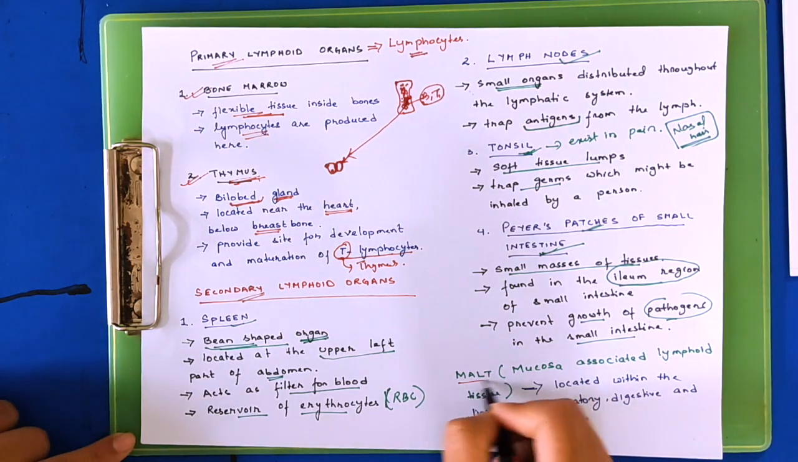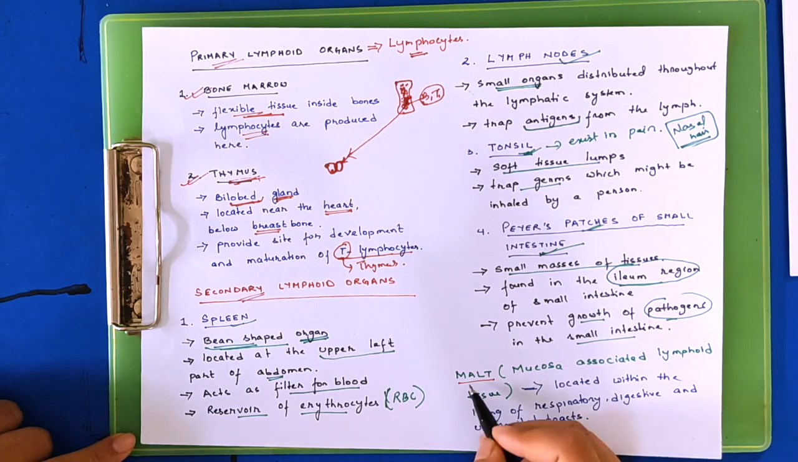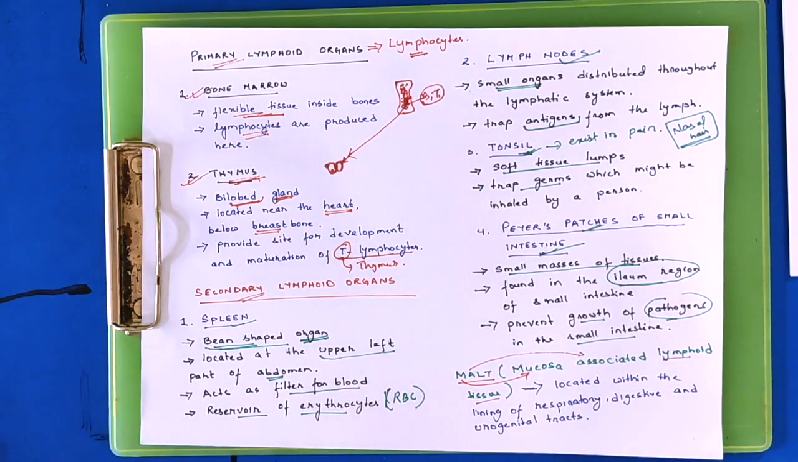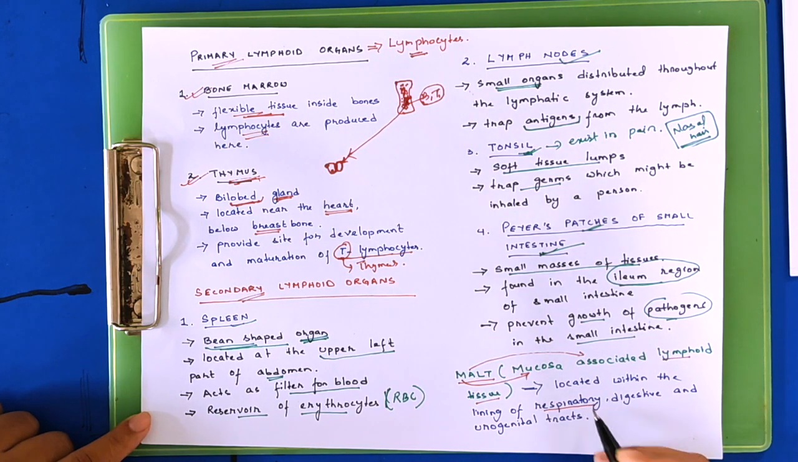Next is MALT. M stands for mucosa, A stands for associated, L stands for lymphoid, T stands for tissues. MALT is a kind of lymphoid tissue. It is found in the lining of the respiratory tract. It is also found in the lining of the digestive tract as well as in the genital tracts. MALT constitutes about 50% of the lymphoid organs in the human body.